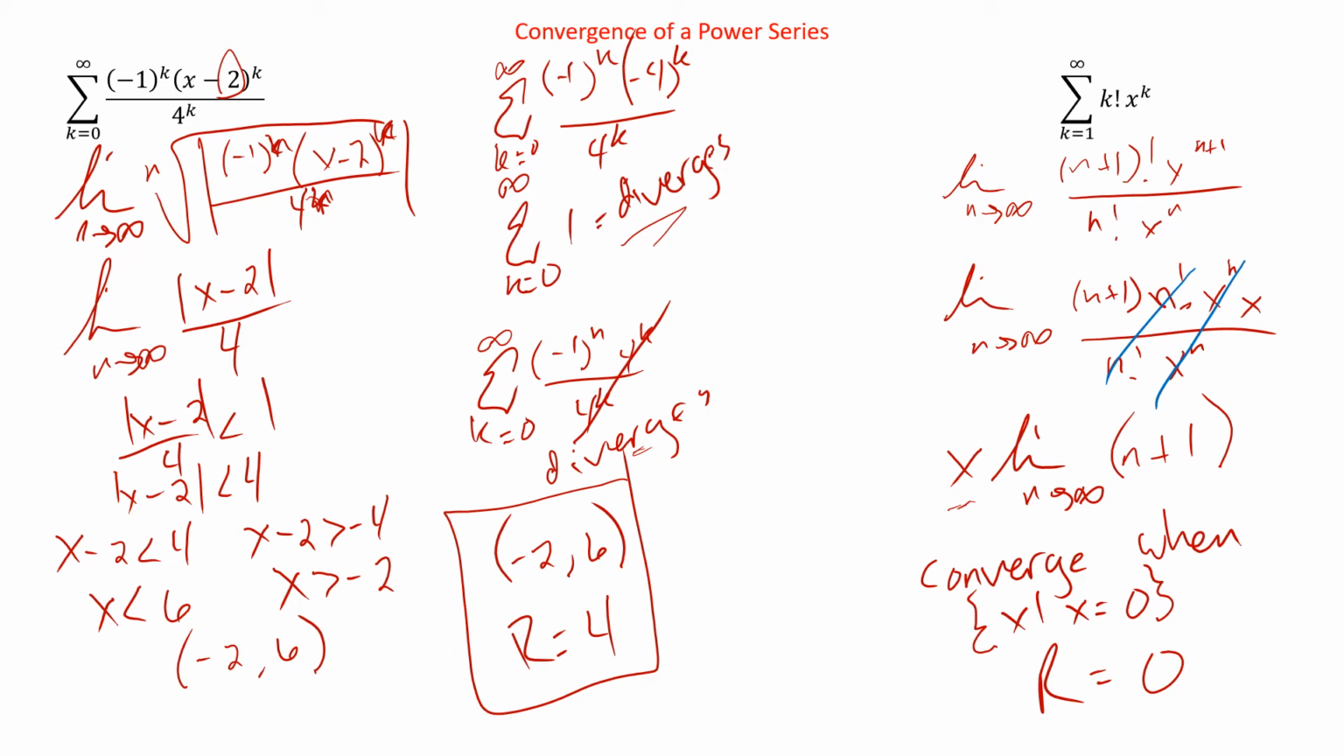So these are the three things that could happen. We could have it converge everywhere, like that first example. We could have it converge on a region, like the second example, or it only converges at that one point that is the center, like the third example. So that's how to test for convergence.